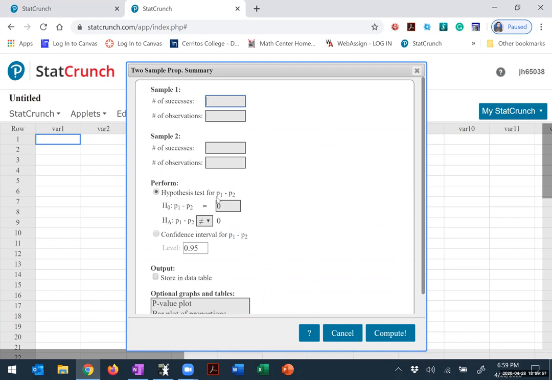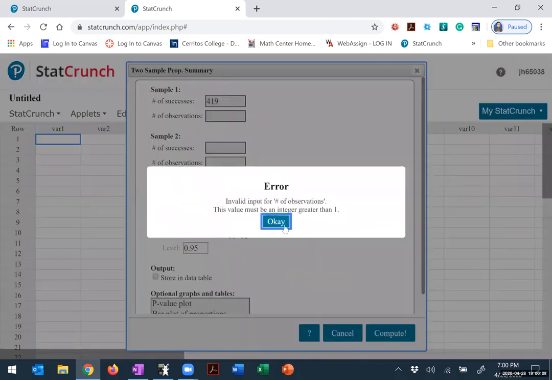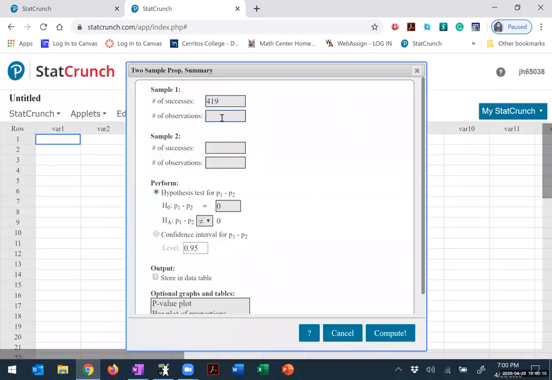Okay, in our first one, for our first college, that was college B. College B had, I believe it was 419. And the number of observations was 625. The number of successes in sample 2 was 240, I believe. Was it 240? Yeah, 240. And then this is 500 in sample 2. Okay, we want a confidence level of 0.95.